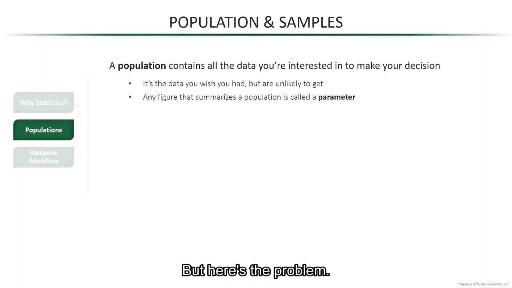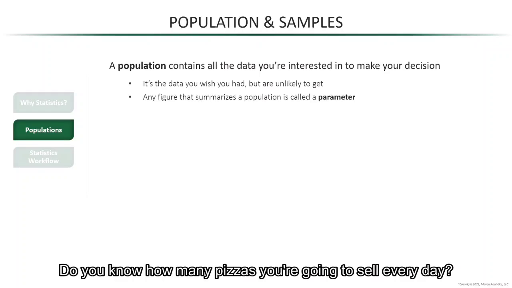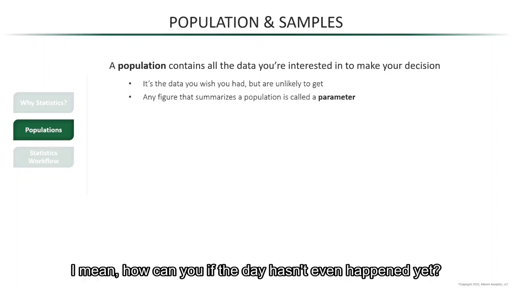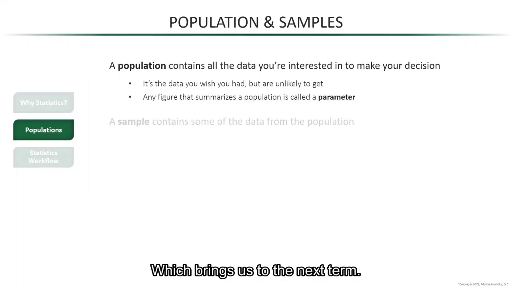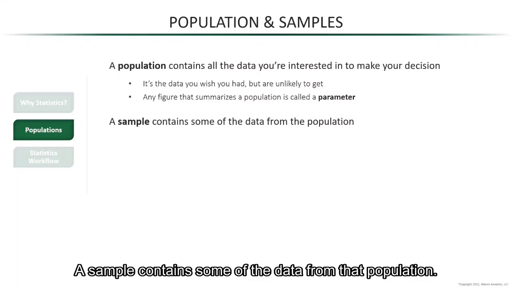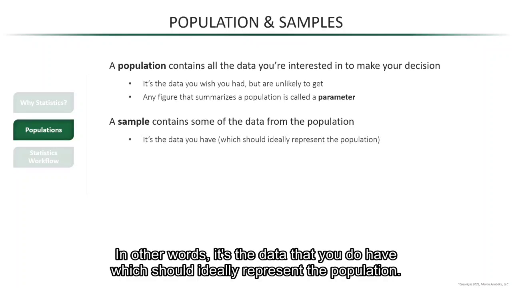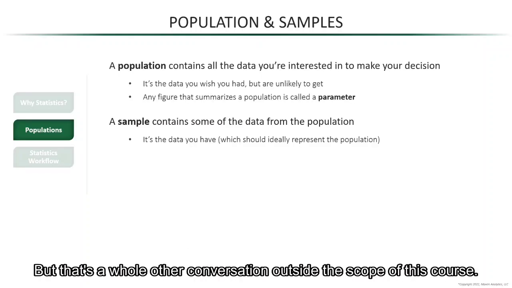But here's the problem. Do you know how many pizzas you're going to sell every day? Of course not. I mean, how can you if the day hasn't even happened yet? Which brings us to the next term. A sample contains some of the data from that population. In other words, it's the data that you do have, which should ideally represent the population, but that's a whole other conversation outside the scope of this course.